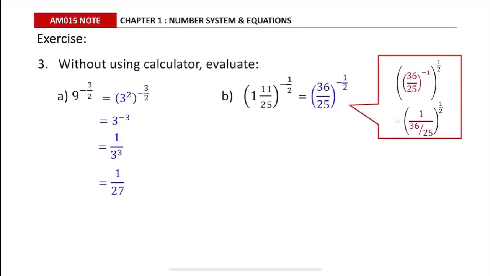And 36 over 25 to the power of negative 1 can be expressed as a fraction 1 over 36 over 25, which then becomes 25 over 36, and the power remains the same, which is 1 over 2. Since 25 and 36 are both square numbers, we can express it in index form. Then by using the bracket rule, we can multiply the power 1 over 2 to the power of numerator and the power of denominator, and we get the answer 5 over 6.